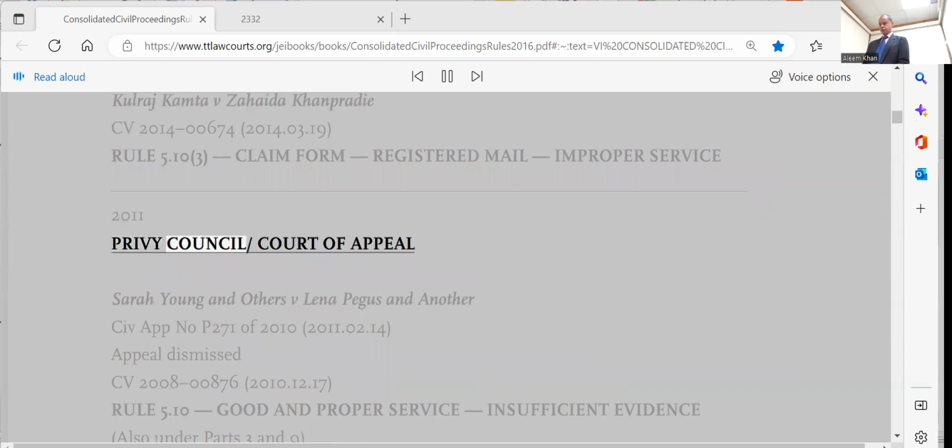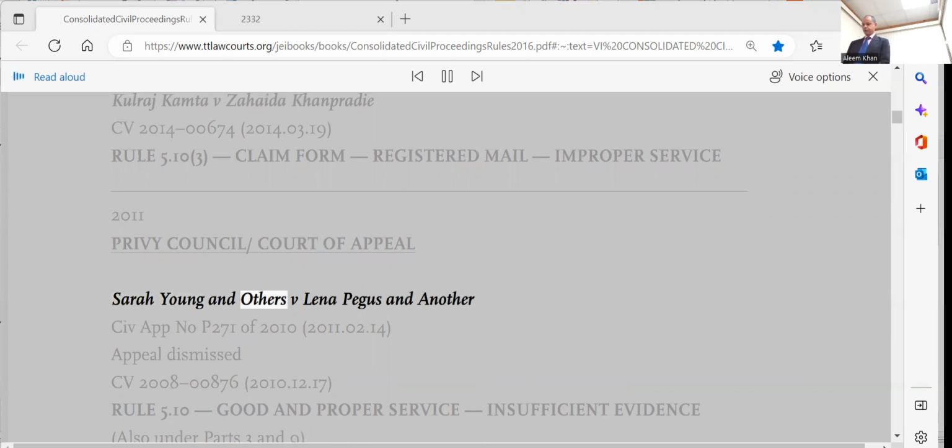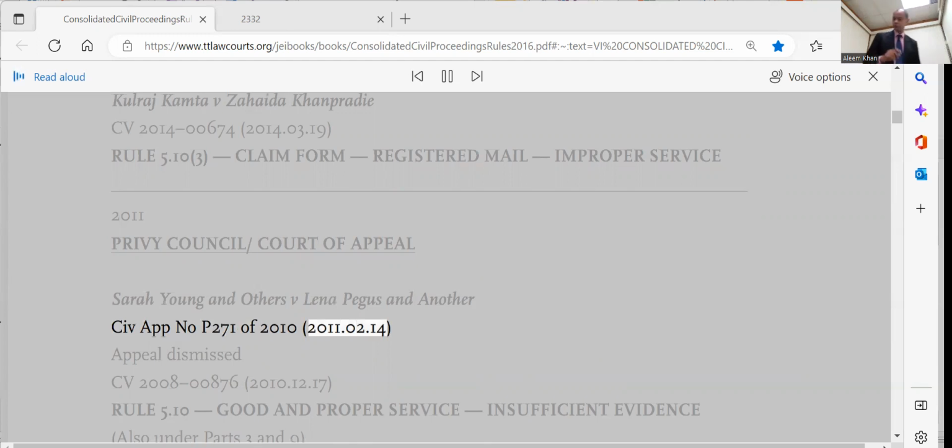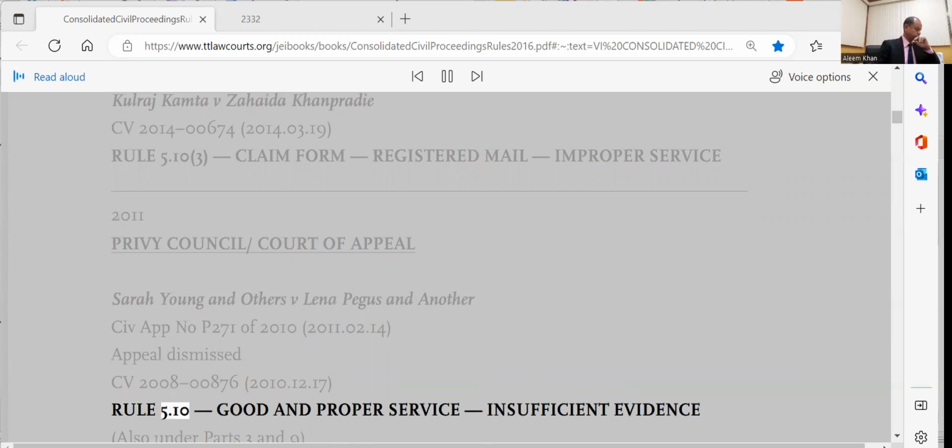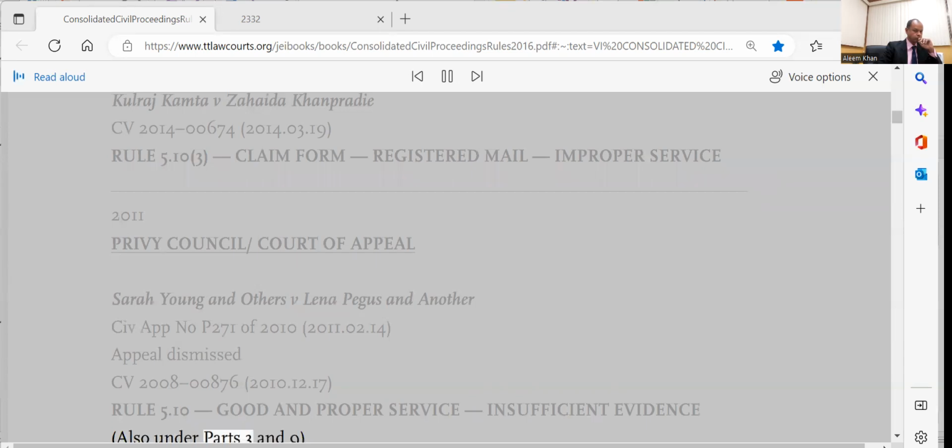2011 Privy Council/Court of Appeal. Sarah Young and others v. Lena Pegouz and another, Civ App No. P271 of 2010, February 14, 2011, appeal dismissed. CV 2008-00876, December 17, 2010, Rule 5.10, Good and Proper Service, Insufficient Evidence, also under Parts 3 and 9.